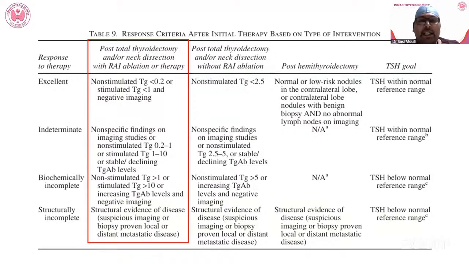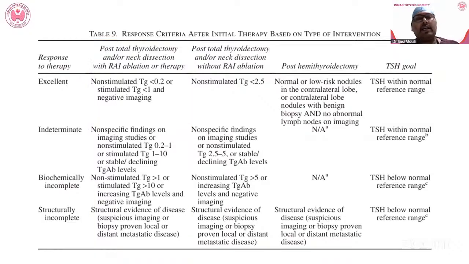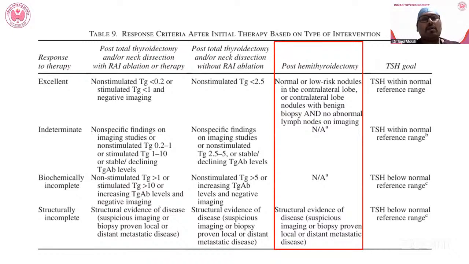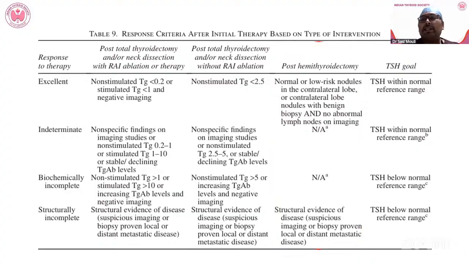But for this category without RAI ablation, non-stimulated levels are 0.5 to 5 in indeterminate, more than 5 in biochemically incomplete. Whereas post-thyroidectomy, there is no role of measuring any thyroglobulin level, though some surgeons and some physicians do. And this is the most important one, the TSH suppression, which was there as a 3-tier classification in 2015, has been removed, and it's only 2. The excellent and indeterminate response does not require much of a suppression, and it has to be in the normal range, whereas for biochemical incomplete and structurally incomplete or recurrence will have to be suppressed less than normal range, that's all.